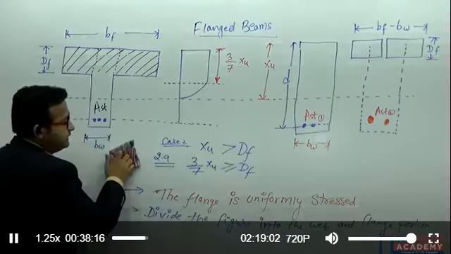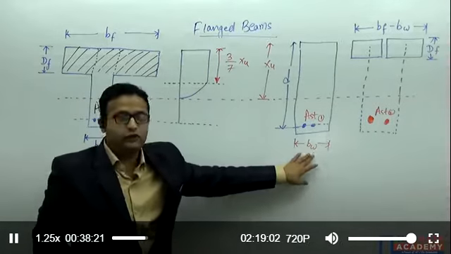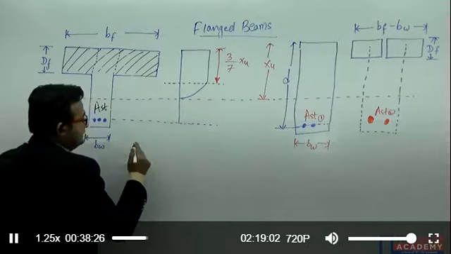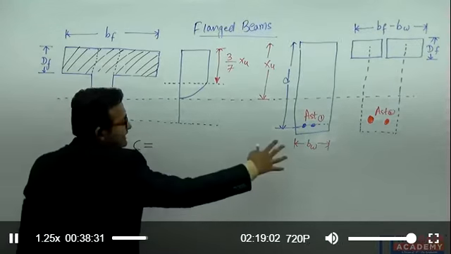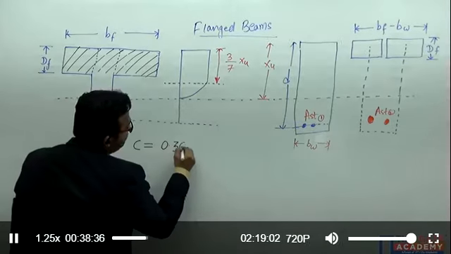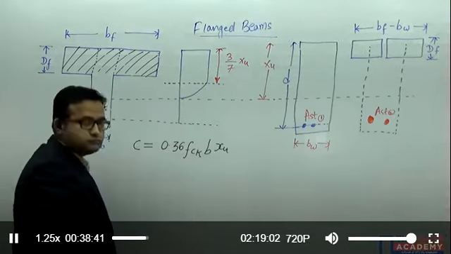Now, let's start with the calculation. First of all, we are going to analyze this portion, the web portion. Let's calculate the total compressive force. The total compressive force C, of course, will act as a singly reinforced beam, and I know the total compressive force for a singly reinforced beam is 0.36 FCK B into XU. Right?